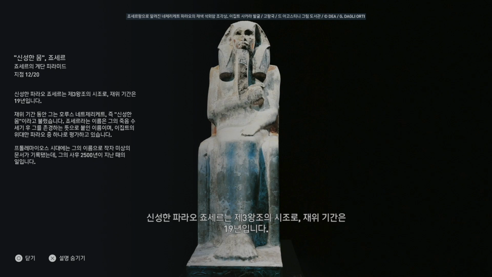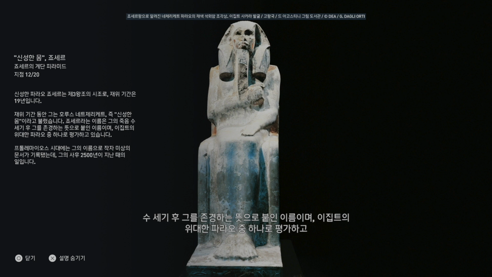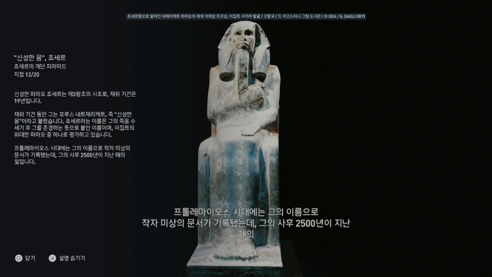Pharaoh Djoser the Sacred was the founder of the Third Dynasty. He ruled for 19 years. During his reign, he was known as Horus Nedjeraket, divine of the body. He was given the name Djoser several centuries after his death as a sign of respect, and he is regarded as one of the greatest pharaohs of Egypt. An apocrypha was drafted in his name during the Ptolemaic period, 2,500 years after his death.